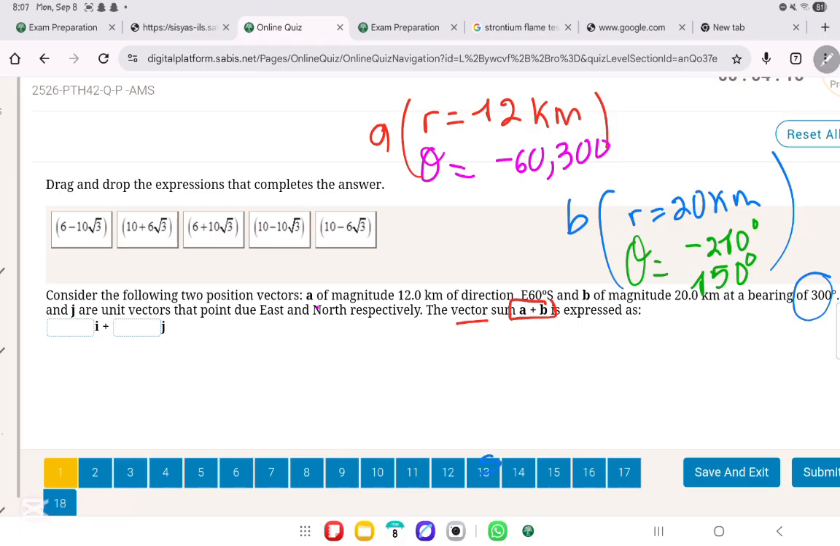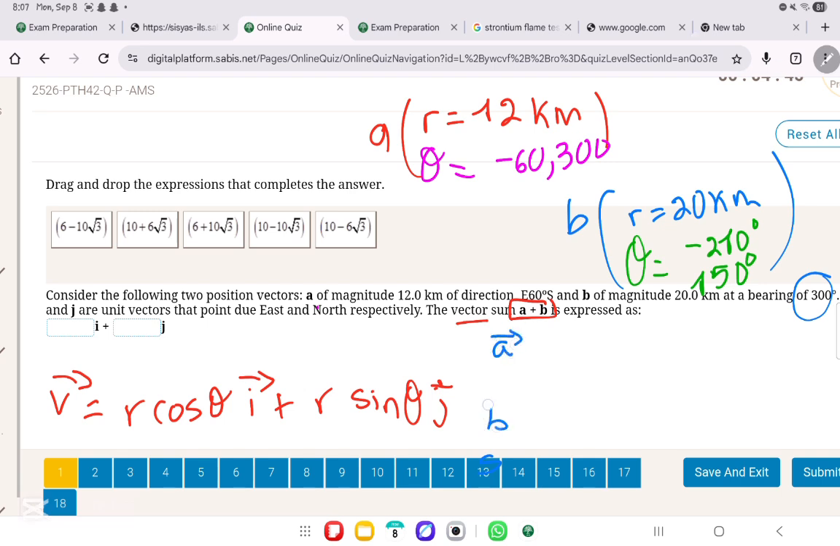How do we change a and b into Cartesian? Very simply by a method. For example, vector v is equal to magnitude r times cosine theta i plus magnitude r times sine theta j, right? So if we follow this equation, we'll be able to find the value of vector a and vector b. First of all, vector a is going to be 12 cosine minus 60 i plus 12 sine minus 60 j, okay?